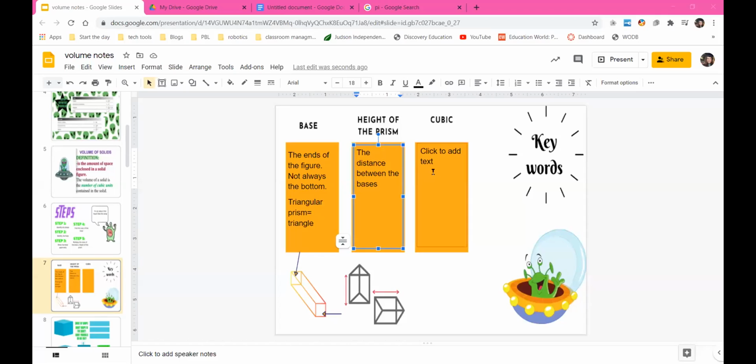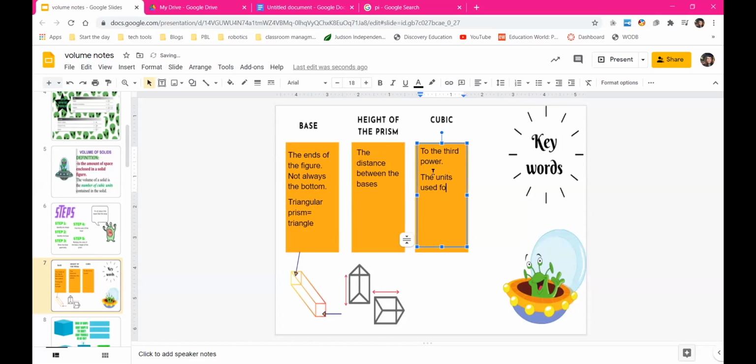And last one is cubic. It means 2 to the 3rd power, and it is the units used for volume.